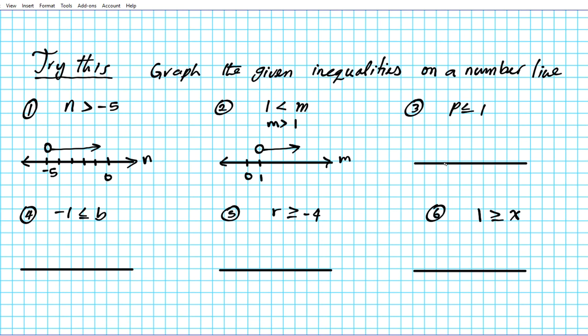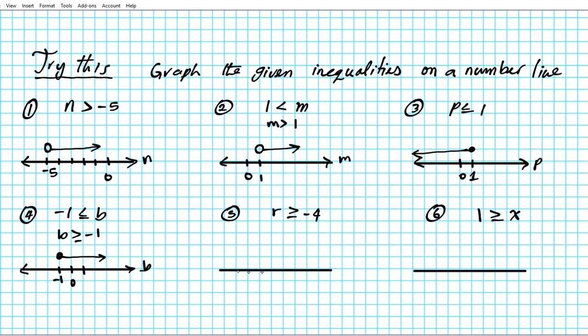And then p is less than or equal to 1. P is a variable. 0, 1, closed circle, everything to the left. Number 4, -1 less than or equal to b, of course you're going to switch it around. b is greater than or equal to -1. So 0, -1. This axis is a b-axis, closed circle, and everything to the right.